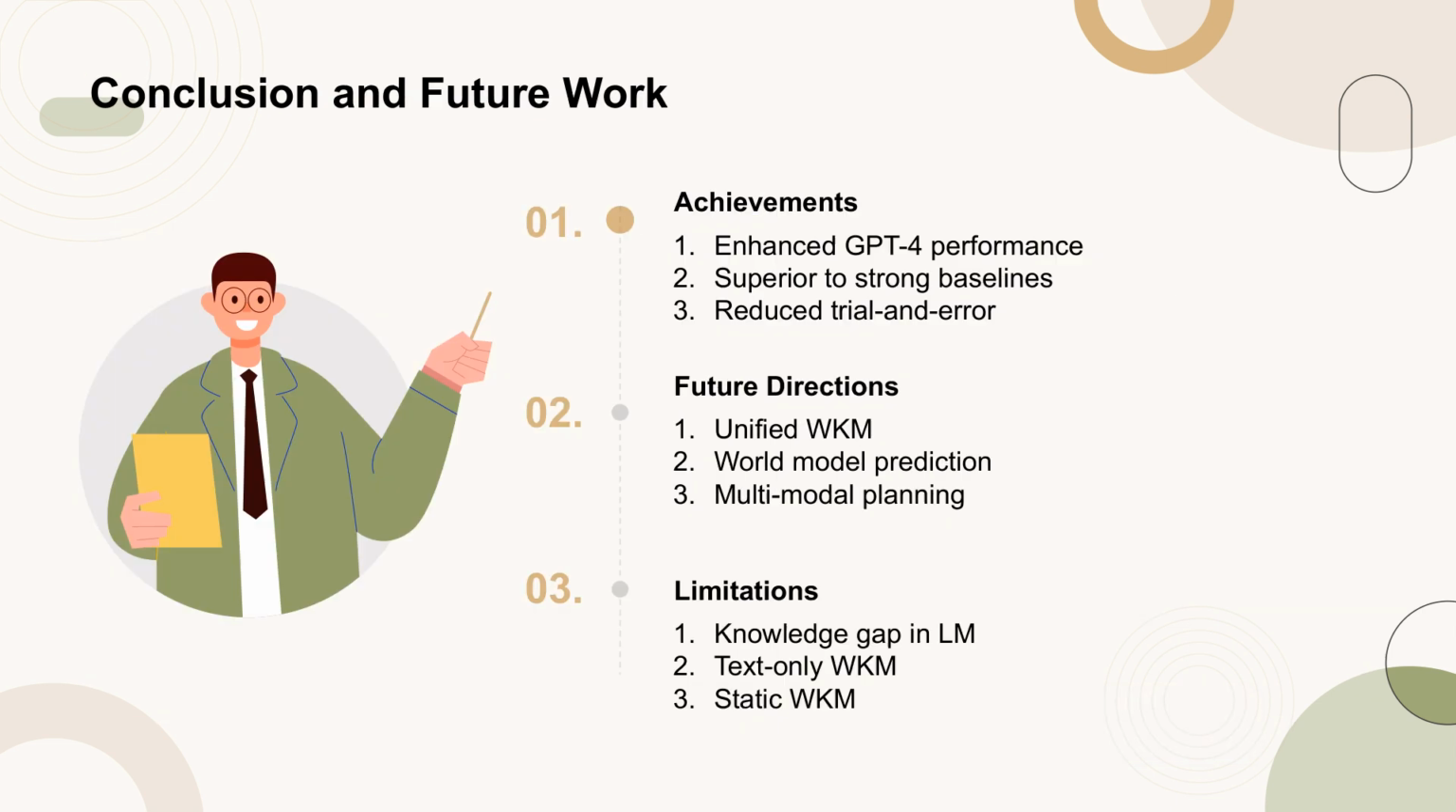In this study, the authors developed a parametric world knowledge model, WKM, to improve language agent model planning. The WKM successfully generated prior task knowledge for global planning and dynamic state knowledge for local planning. Results demonstrated superior performance on GPT-4 and state-of-the-art open-source models compared to various strong baselines. The WKM also reduced unnecessary trial and error and invalid actions, and showed better generalization to unseen tasks.